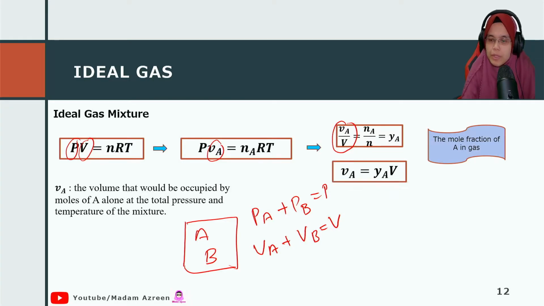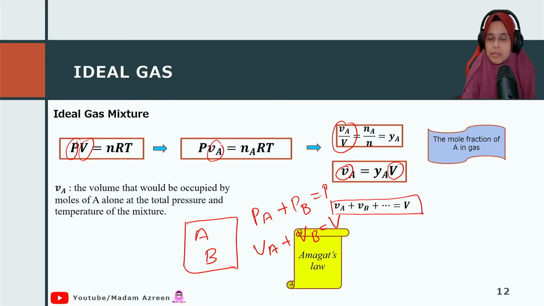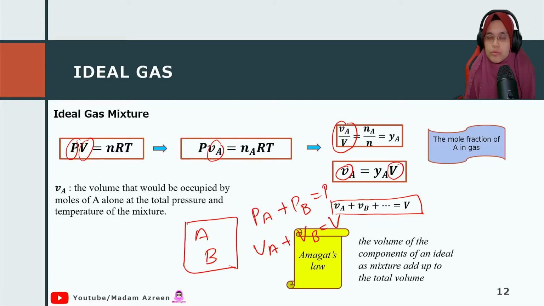And if you notice, we just change from pressure to volume. And then the total volume is equal to the summation of all volumes. This is called Amagat's law. So it is a summation of the volumes of all the species that makes up the total volume. And let's go to the next example.